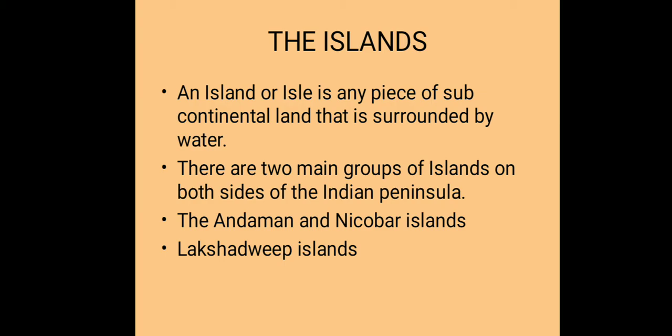And next topic comes the island. Now an island or isle is a piece of land that is surrounded by water. एक ऐसा piece of land जिसके आगे पीछे water होता है, उसको हम island बोलते हैं. Usually oceans या seas में पाए जाते हैं. अब इंडियन पेनिनसुला में 2 ग्रुप ऑफ आइलैंड पाए जाते हैं. एक आता है आपका अंडमान एंड निकोबार आइलैंड, और दूसरा आता है आपका लक्षद्वीप आइलैंड.